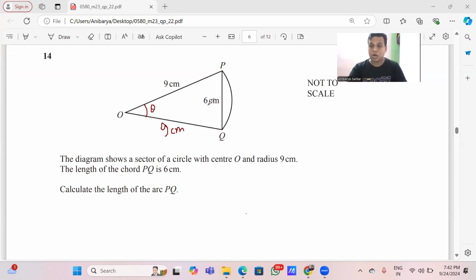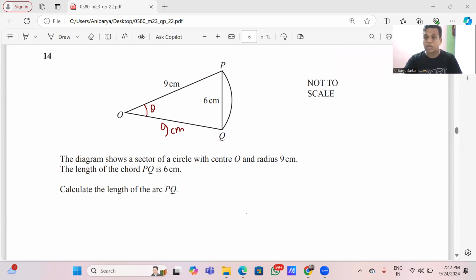Obviously, we use the formula called the cos rule. So cos theta is equal to a square plus b square, where a and b are the including sides, that means the sides which make the angle. So that is 9 square plus 9 square, minus c square, where c means the opposite side, that is 6 square, divided by 2 into a into b, 2 into 9 into 9.